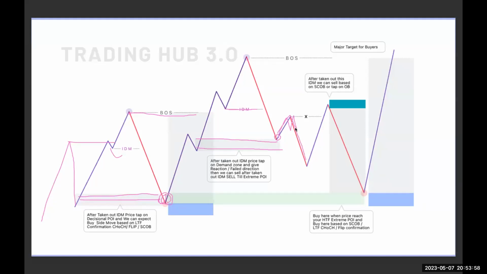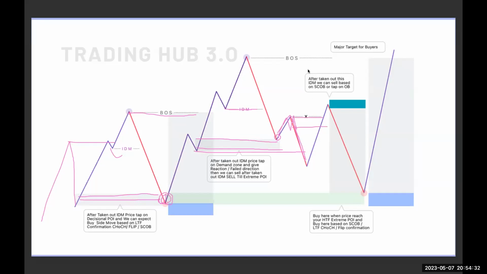When the market fails this one and breaks this low, it means this demand is not valid for the buy and the market is looking for a deeper move to the downside, right? So how can you deal? Simply, when demand fails, you can sell based on the flip entry module as per the higher time frame. So simply this demand converts into supply, right? When this one is a supply, then how can you sell? You have to wait for taking out the inducement. You have to wait for the liquidity grab.